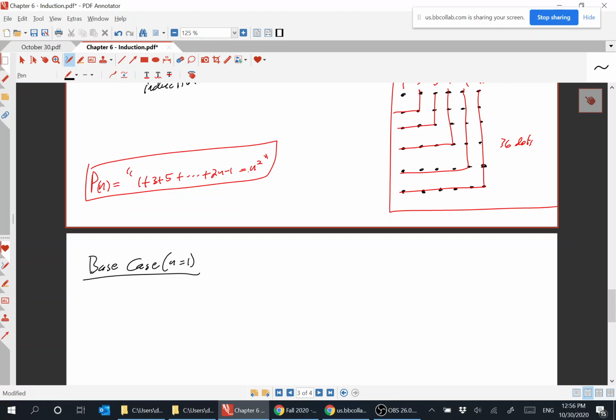So the base case is when n is equal to 1. So when n is equal to 1, what does the predicate mean? What does P of n mean? 1 plus 3 plus 5 is consecutive odd numbers up to 2n minus 1. So the consecutive odd numbers from 1 to 2n minus 1. Well, what does that mean when n is equal to 1?